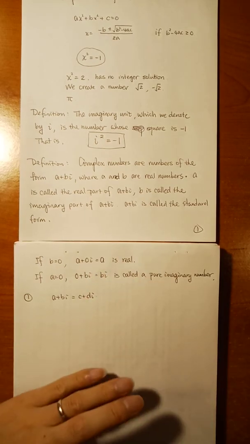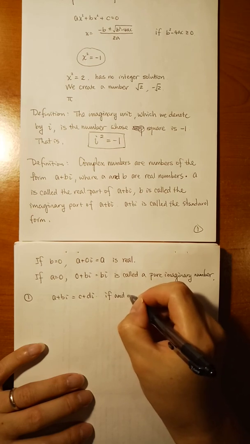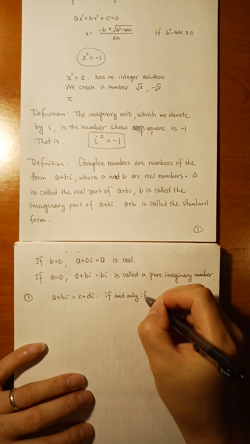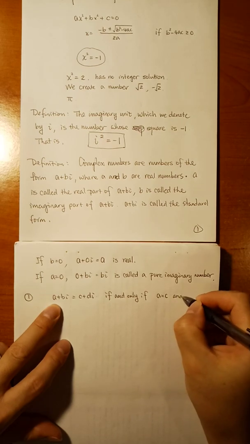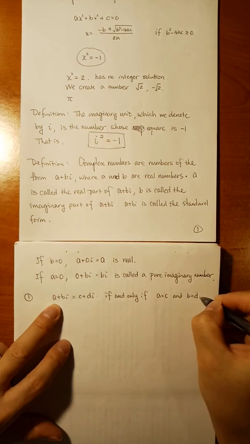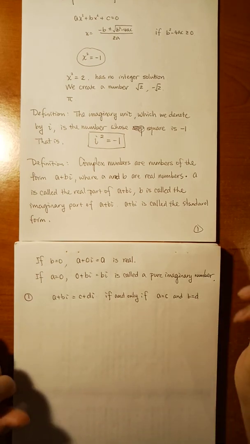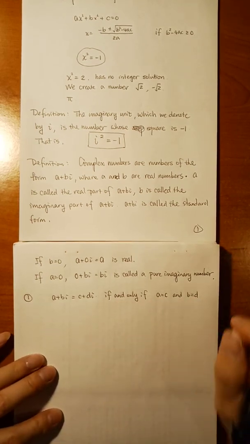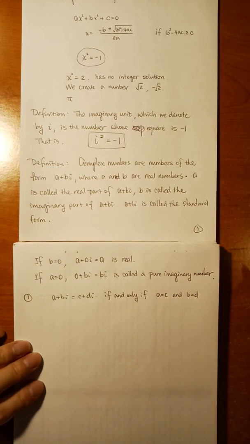So one number is equal to another number if and only if the real part is equal to the real part and the imaginary part is equal to the imaginary part. You just compare the real and the imaginary part. Okay? So this is an identification. How do you identify a number?